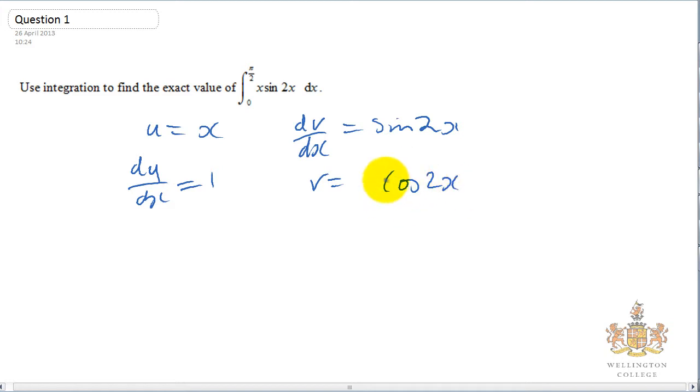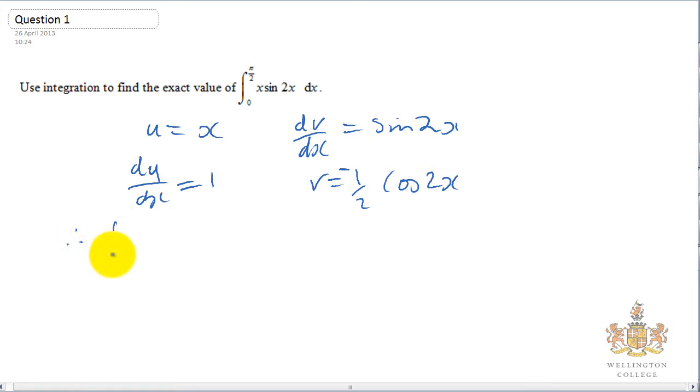Now think, what happens when you differentiate this? Well, I differentiate the 2x, I get a 2 coming out. I don't have that 2, so let's put a half in. And if you differentiate the cos, it goes to minus sine, so I should have a minus. Just put a minus in there to account for that.